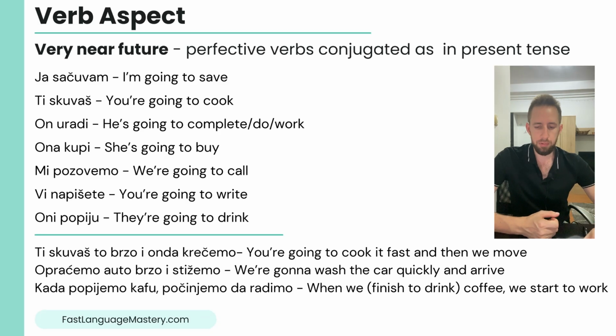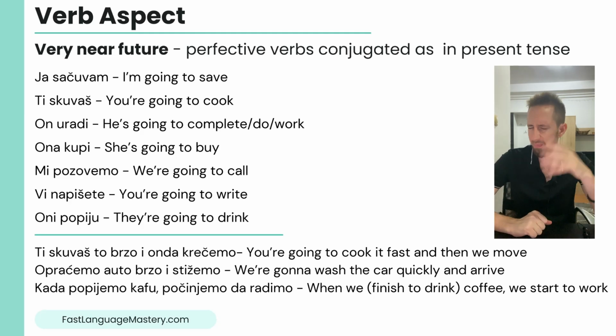For example, here we say ja sačuvam, it is in perfective variant, it means I'm going to save. Ti skuvaš, you are going to cook. On uradi. He is going to cook or do, no, not cook. He is going to complete or to do work. It's a more correct translation here. Ona kupi, she is going to buy. Mi pozovimo, we are going to call. Vi napišete, you are going to write. Oni popiju, they are going to drink.